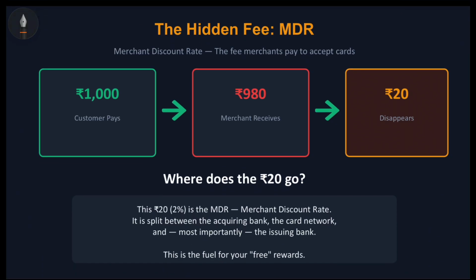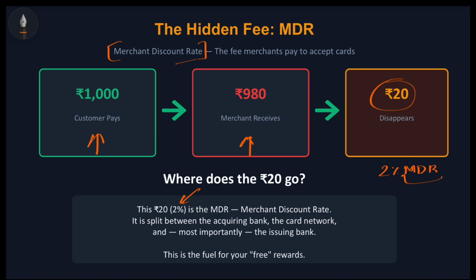Now let's talk about the hidden fees, which is basically MDR. When I talked about it, when the customer pays 1,000 rupees, the merchant usually receives only 980 rupees. So basically the 20 rupees disappears somehow. That 20 rupees is nothing else but the 2% MDR. Now what is MDR? MDR is the merchant discount rate. It is the fee that merchants pay to accept cards. It is a transactional cost. So these 20 rupees is the 2%, the MDR.